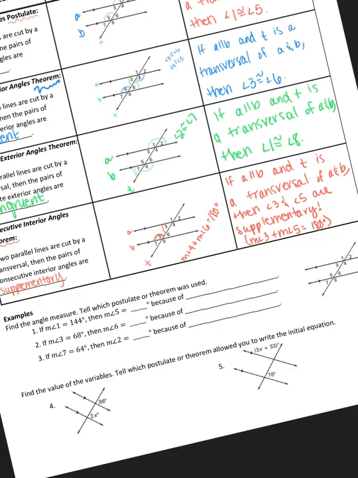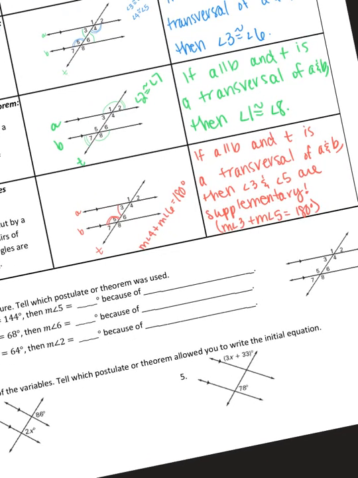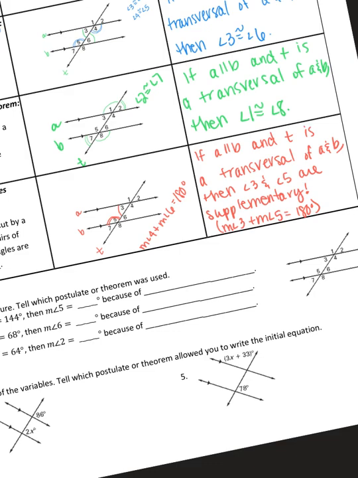Okay, they don't all tie together into the picture at the same time. So for number 1, it tells us that the measure of angle 1 is 144, and we're trying to find the measure of angle 5. So notice that our two lines are parallel here and here. That's very important. You can't make these conclusions without them being parallel.